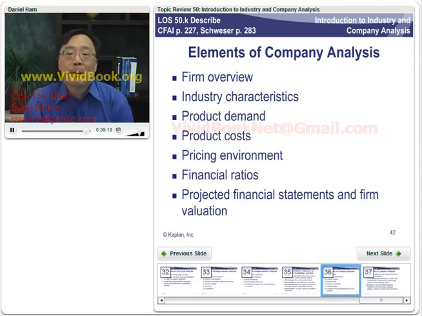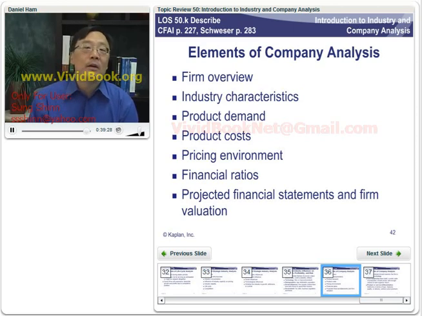Then we're going to project financial statements and firm valuations. We've done all the analysis. Now we're going to project our financial statements so that we can evaluate a company. And going back to the idea when you're doing equity valuation, what are you going to look at? You're going to look at what is intrinsic versus what's the market.